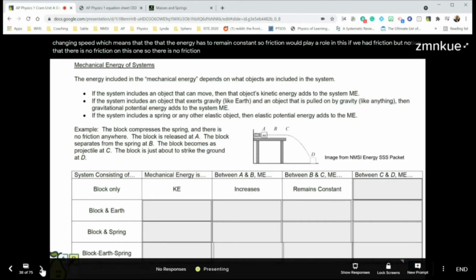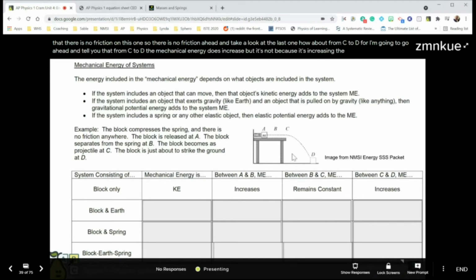Let's take a look at the last one. How about from C to D? I'm going to tell you that from C to D the mechanical energy does increase, but it's not because of gravitational energy. It's just speeding up. So we see it speeding up here.